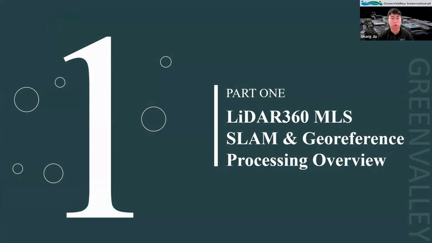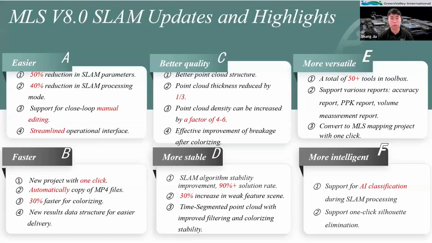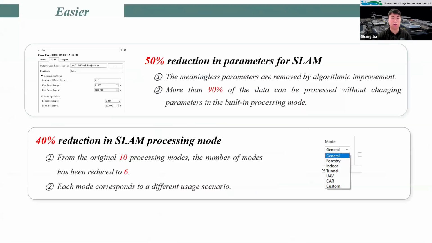I'm sure a lot of you who have used version 8 of MLS are already familiar with this, so I'll just be doing a very quick overview. In the MLS version 8 SLAM updates, we have made it easier, better quality, more versatile, faster, more stable, and more intelligent. To elaborate on those, there is a 50% reduction in parameters for the SLAM processing.